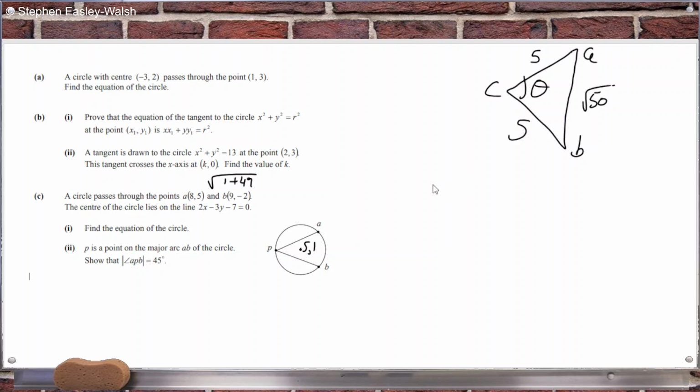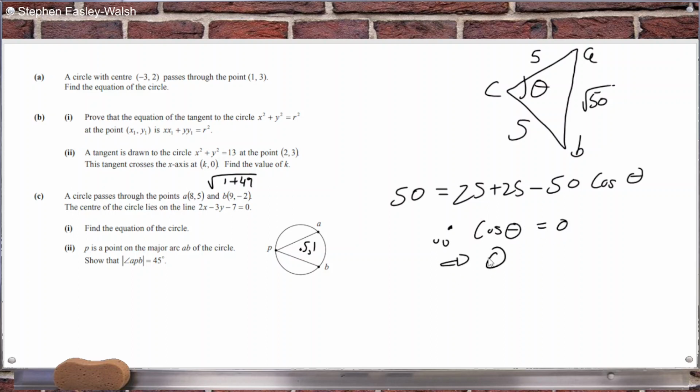So let's see. Using the cosine rule, 50 will equal 5 squared plus 5 squared minus twice 5 times 5, so that's 50 cos theta. Looking good. So therefore, cos theta is equal to 0, which implies that theta equals 90 degrees.